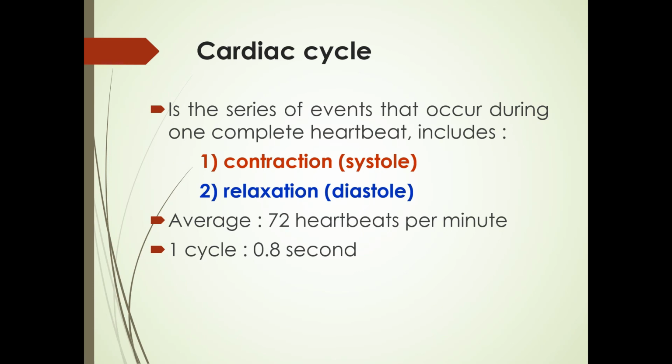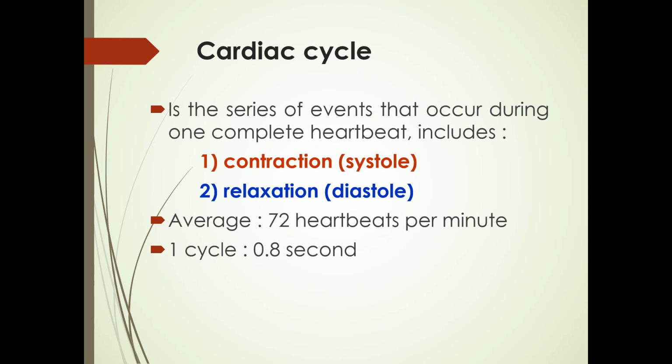The contraction is when the ventricle contracts and you push the blood to the pulmonary artery or to the aorta. So it's a contraction there, and that one is called systole. When it relaxes, that is when the blood enters the atrium and then the ventricle, but the semilunar valve is closed.